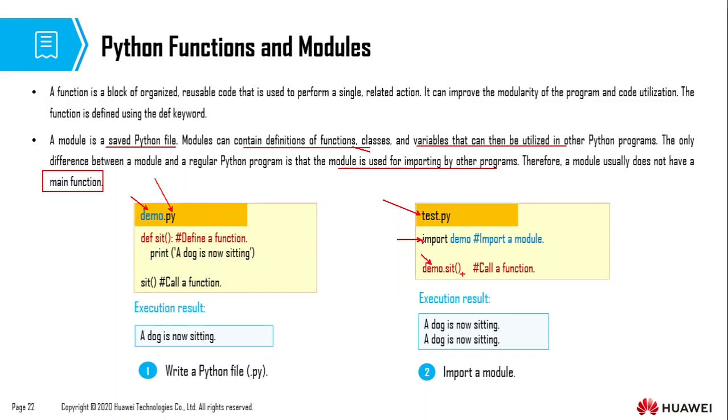So we are calling demo.sit. When we call that particular function, it's going to print this twice. A dog is now sitting. A dog is now sitting. It's going to do it twice because the first time we import it, it's going to print this, because in this file we've called it. Then again we call it the second time here. So that's why it's printing a dog is now sitting 2 times.